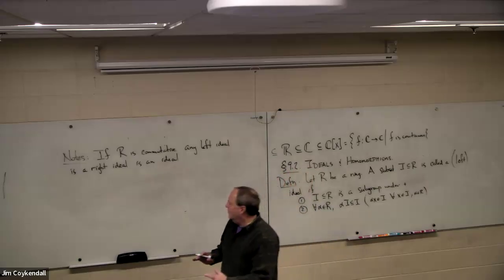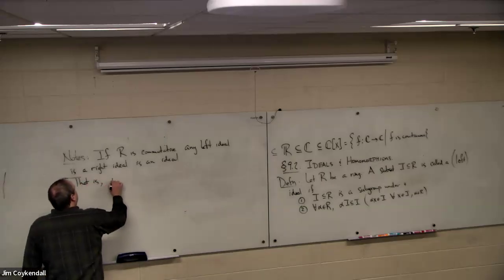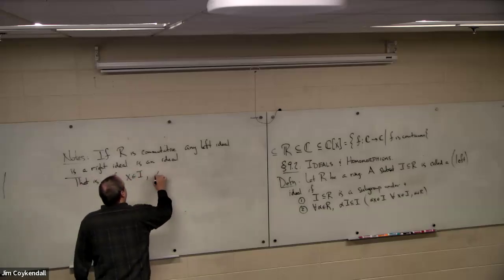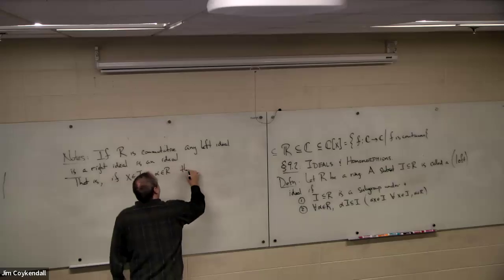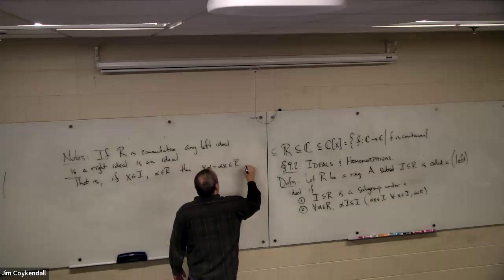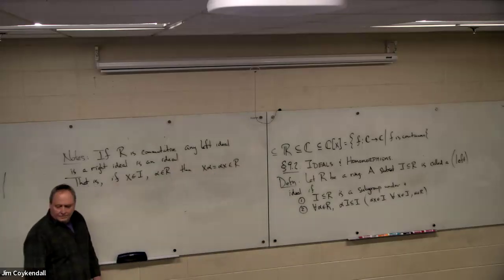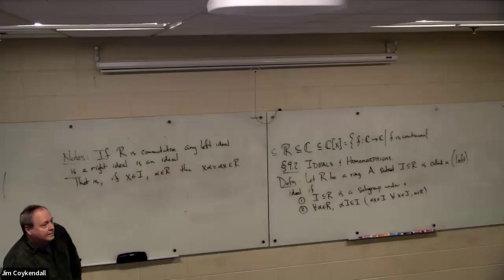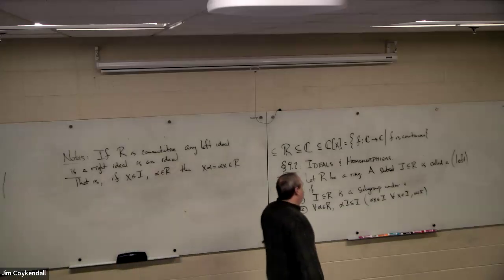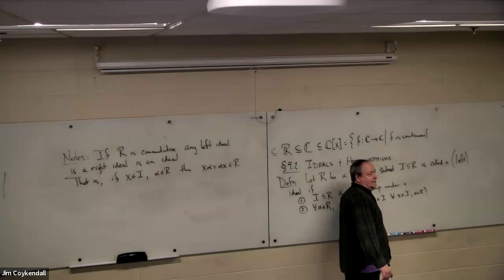If the ring's commutative, the order of the multiplication doesn't matter. That is, if x is in I and alpha is in R, then x alpha equals alpha x is in I for all alpha in R. Right, when you take any element in I and multiply it by any element in R, it sucks it back into I.